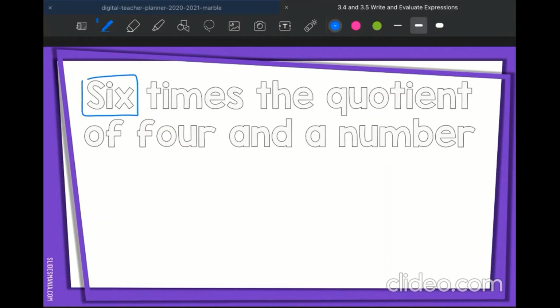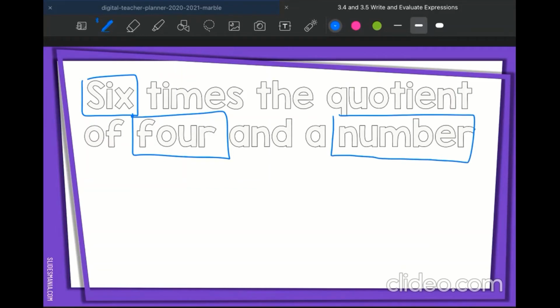6 times the quotient of 4 and a number. 4 is also a number, right? Do I have any other numbers in here? Trick question. Madeline said it: the word number. The word number right there is a variable. A number is a way to say variable, and I'm just going to make it variable n because number starts with n.